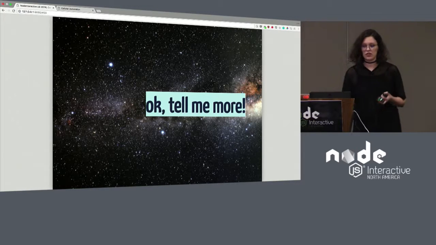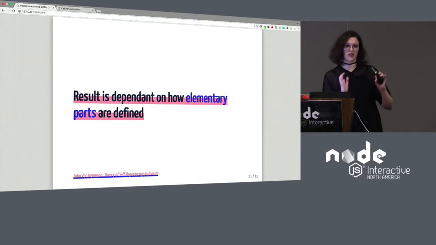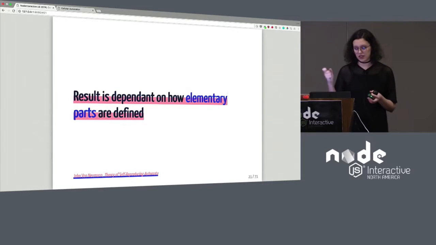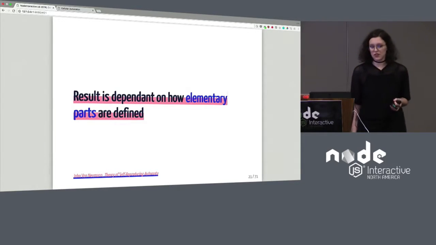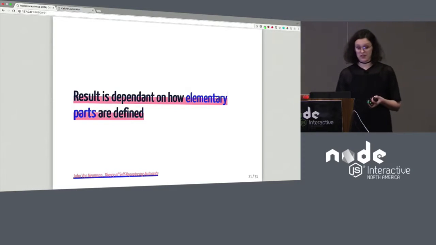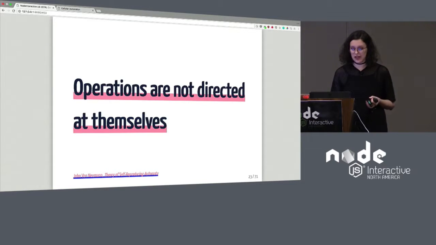So let's look at it in a little bit more detail. I've put together three more or less things that are always true about an automata, based on the paper von Neumann put together called Theory of Self-Reproducing Automata. One is that the result is dependent on how elementary parts are defined. Two is that it has the awareness of its own parts. And three is that the operations the automata does are not directed at themselves.